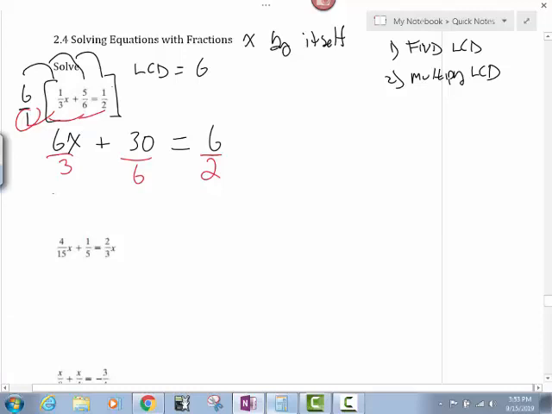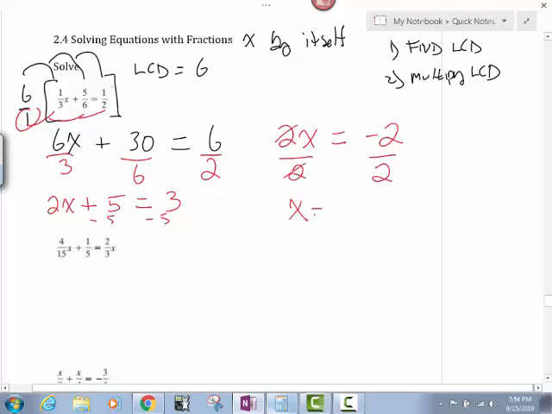So 6 divided by 3 gives me a 2x. 30 divided by 6 gives me a 5. 6 divided by 2 leaves me with the number 3. So we can go ahead and minus 5 on both sides. We end up with 2x equals negative 2. So when we divide both sides by 2, I'm coming up with x equals minus 1. Okay? This is going to be our process every single time. We're going to find the LCD of all the fractions, and then multiply everything by that common denominator.